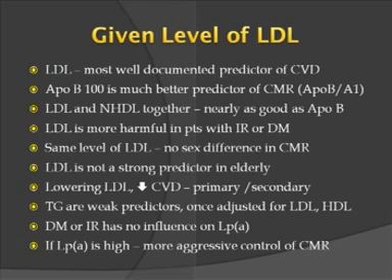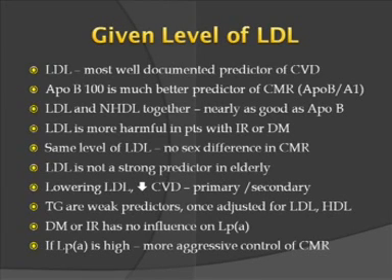plasma. LDL is a more harmful protein in patients with insulin resistance or diabetes than in those without insulin resistance or diabetes. Very understandable. Given the same level of LDL, there is no gender difference in the cardiometabolic risk. LDL is not a strong predictor in the elderly, particularly around 70 and above years. LDL loses its predictive power as a risk factor for cardiometabolic risk. Lowering LDL lowers the CVD, either in the primary prevention or in the secondary prevention.